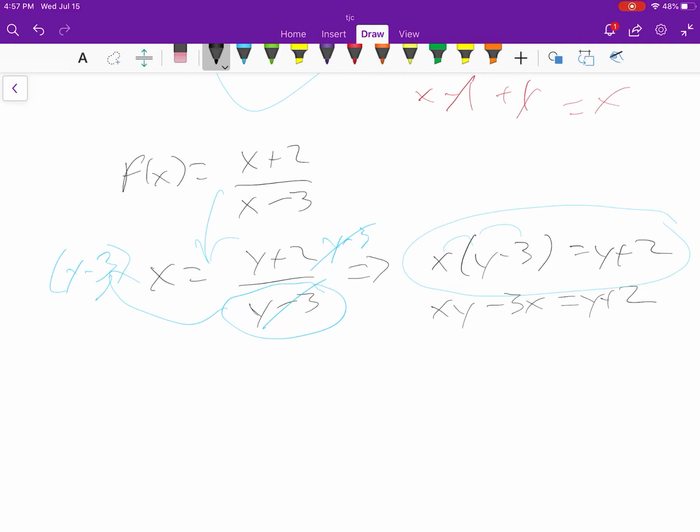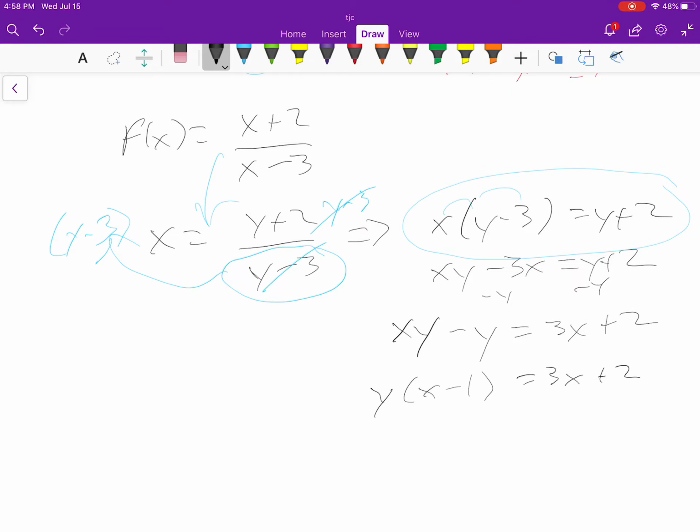Now what I'm going to do is move all the y's to the left-hand side, everything else to the right. So I'm going to leave the xy on the left hand. I'm going to move this y over by subtracting it. You get minus y. I'm going to move the 3x over by adding it. You get 3x plus 2. The 2 remains. So I just moved everything that has a y to one side, everything that doesn't to the other. Now what you're going to do on the left-hand side is you're going to factor out a y. Factor the y out. Okay. The last step is divide both sides by x minus 1.